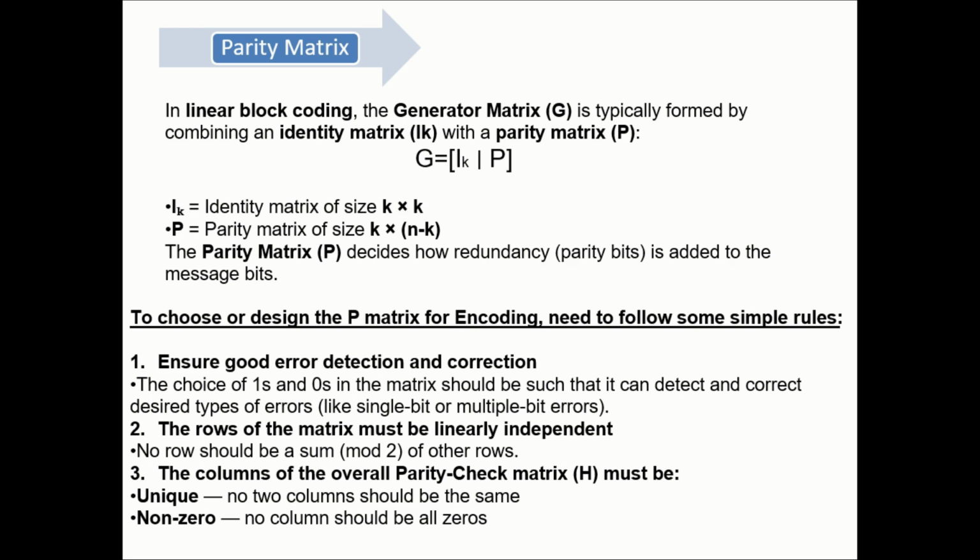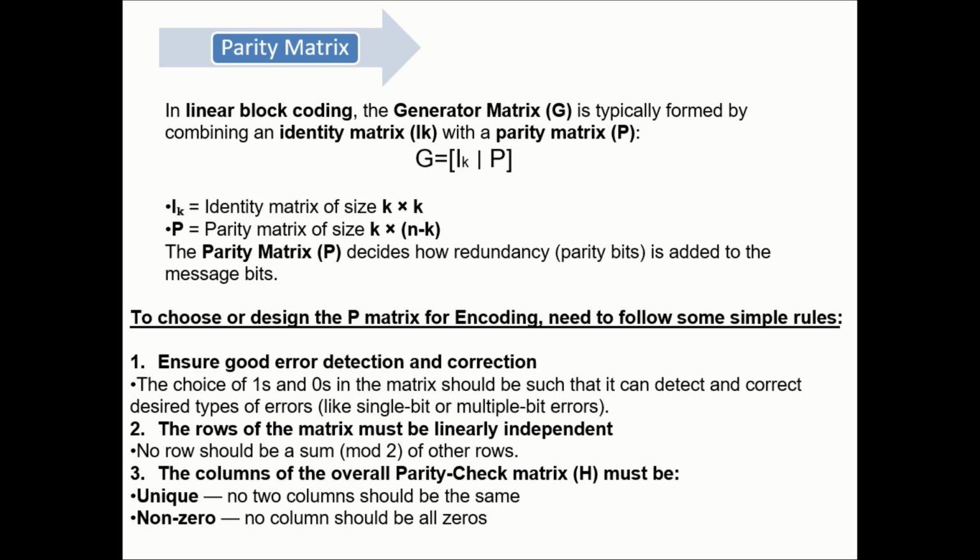So now we have to understand what a parity matrix is. Before creating our own parity matrix, we have to see some rules to create it. In linear block coding, the generator matrix is typically formed by combining an identity matrix with a parity matrix. You can see the equation G equal to [I_K | P]. K means the data bits or the message bits, and P is the parity matrix, I is the identity matrix of size K cross K, and P is the parity matrix of size K cross N minus K.